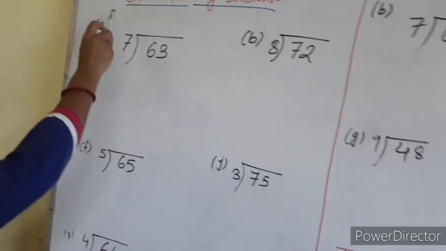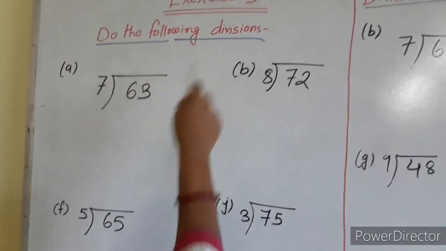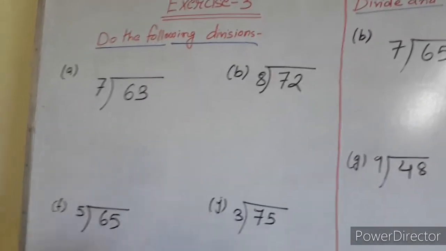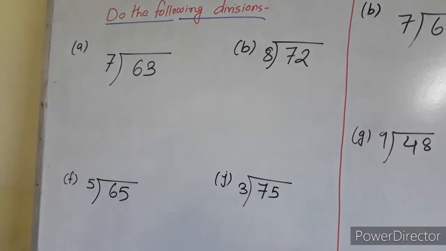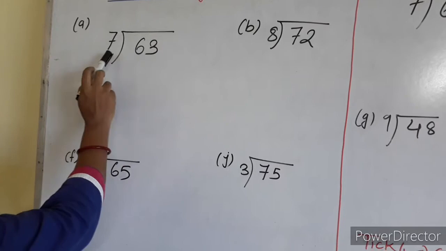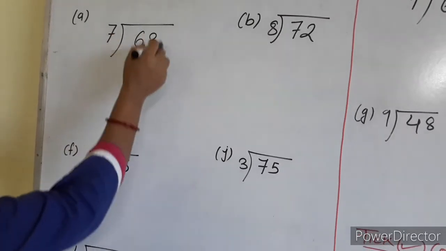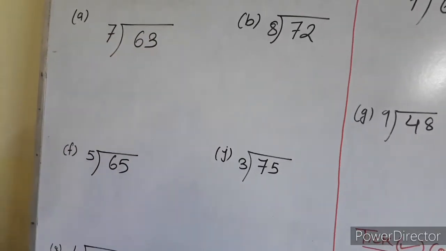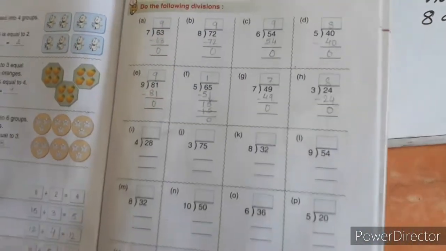Here question number 1 is: do the following divisions. So here some divisions are there. Let's start. Just 63 divided by 7. You have to write like this. This is given in your book. I am just going to solve a few sums, and the rest you can do yourself.